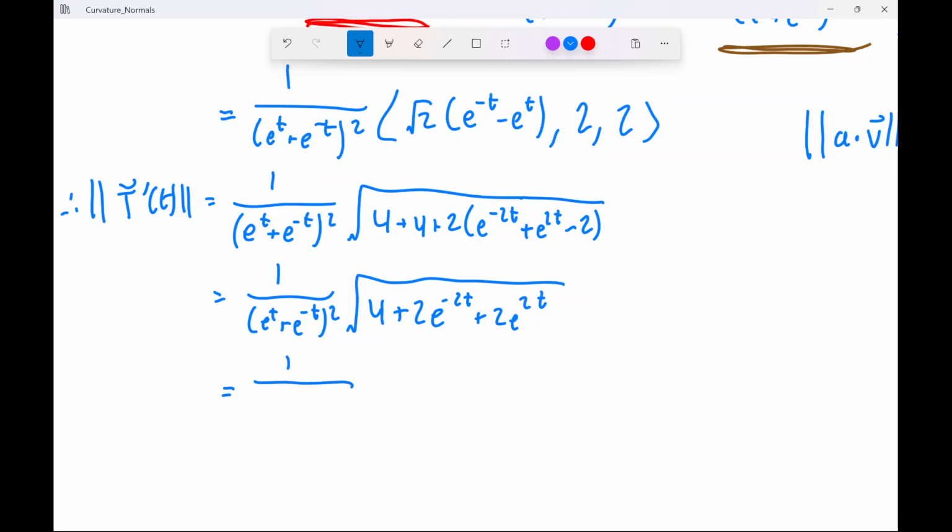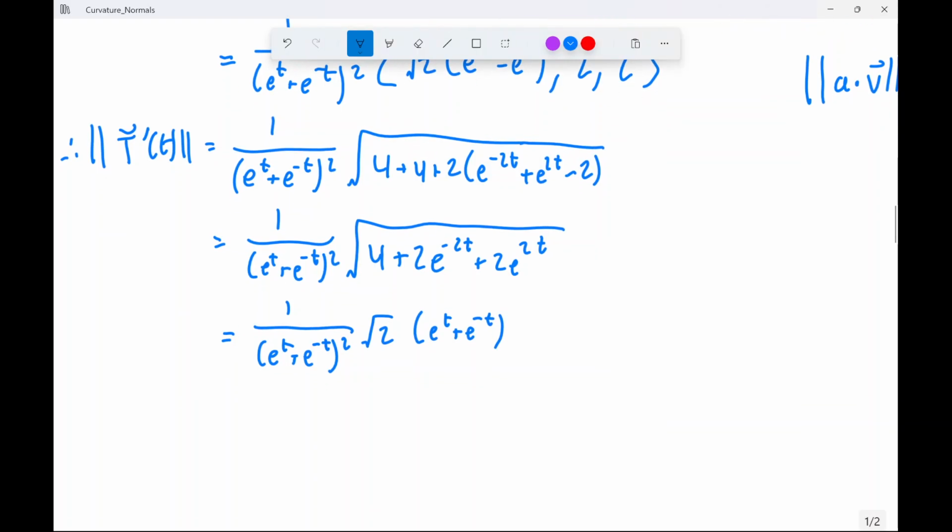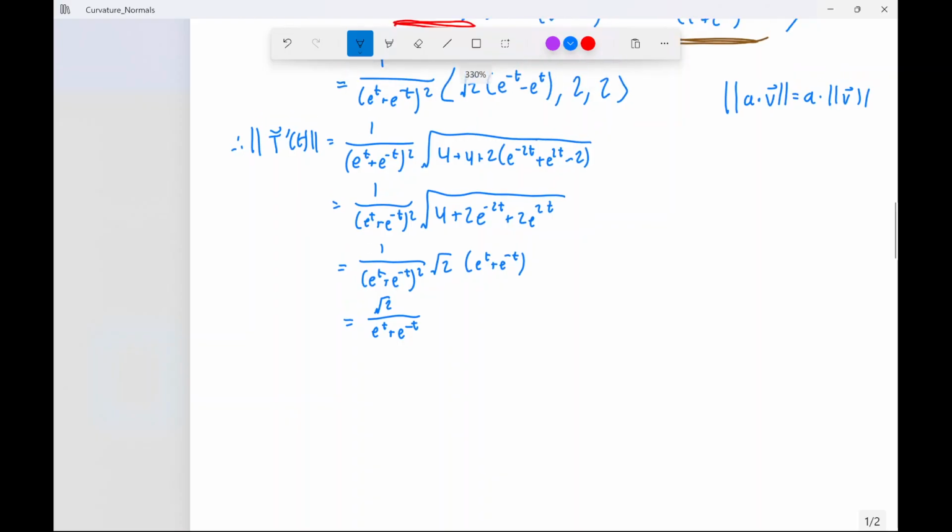This thing here, by the way, you wouldn't be expected to do this on a quiz or test. This thing here, I can factor out a root 2, and then I get the same thing that I had earlier, which is, I'll write it out, but then I'll replace it with what it actually is. 2 plus e to the negative 2t plus e to the 2t. But earlier I showed you that that's just e to the t plus e to the negative t. And so after everything, this is equal to root 2 over e to the t plus e to the negative t, which simplifies a lot more than you'd think it would.